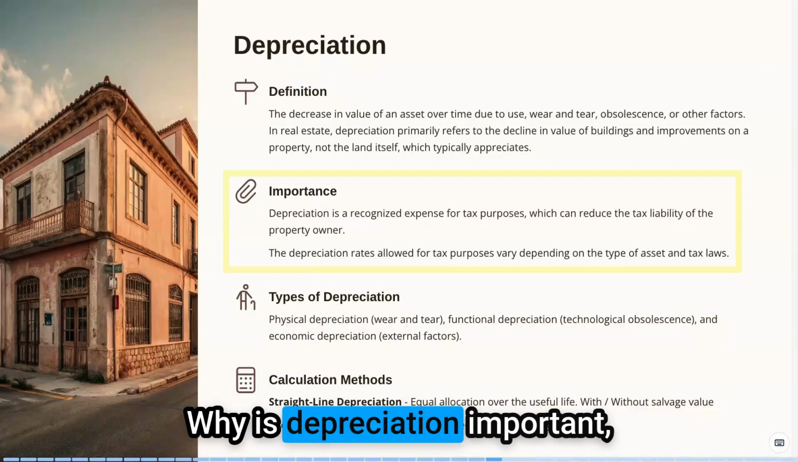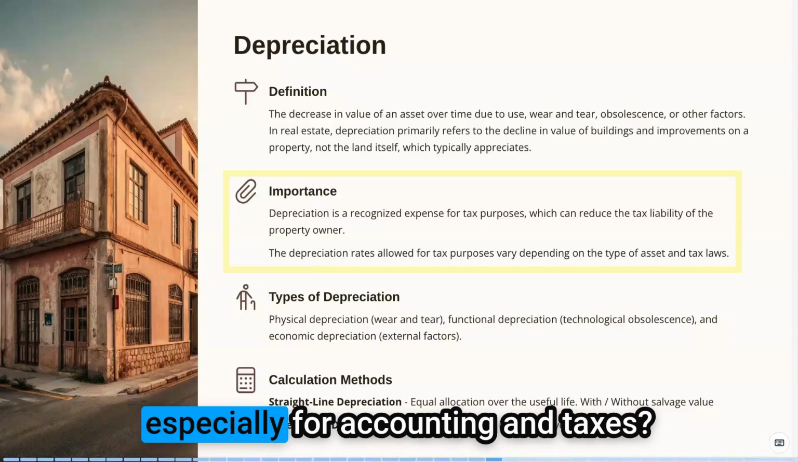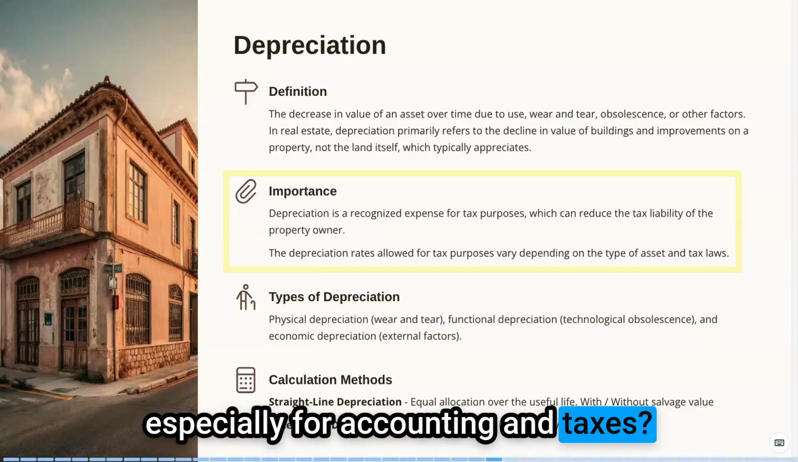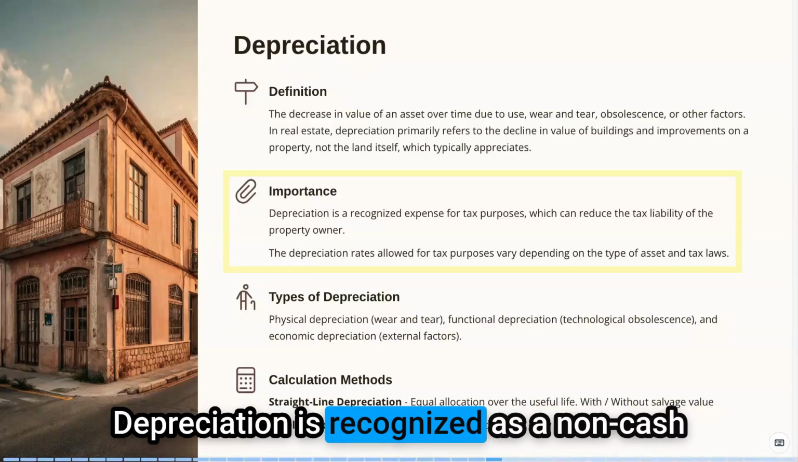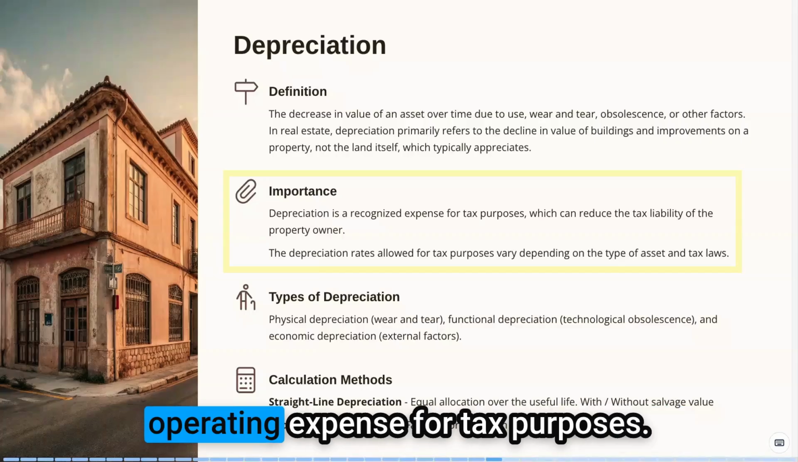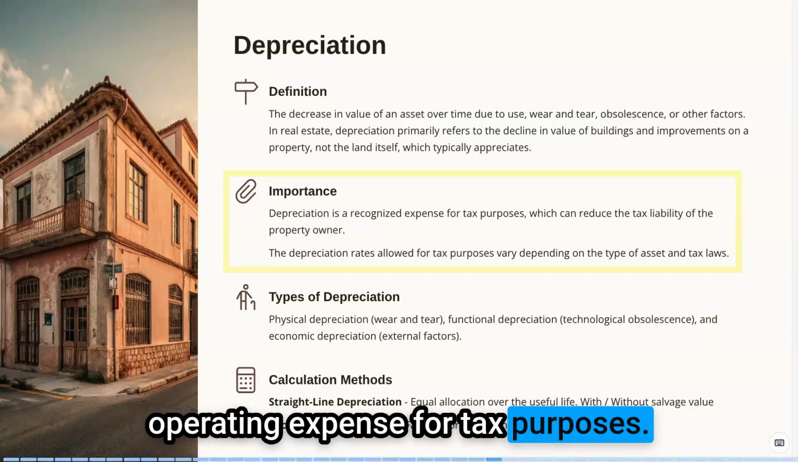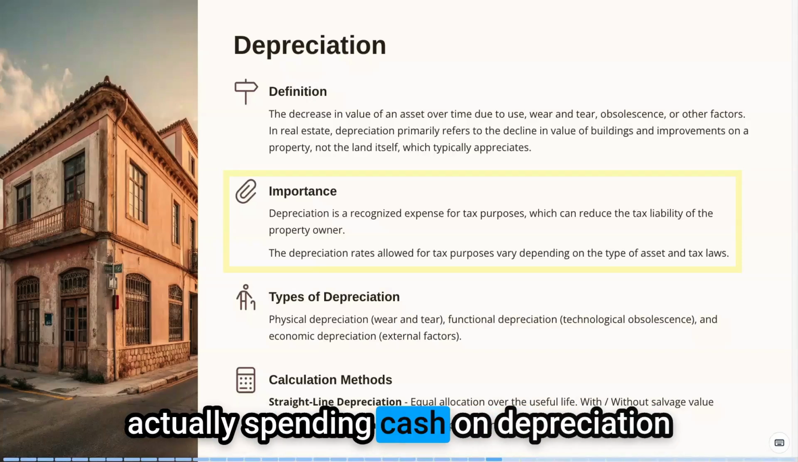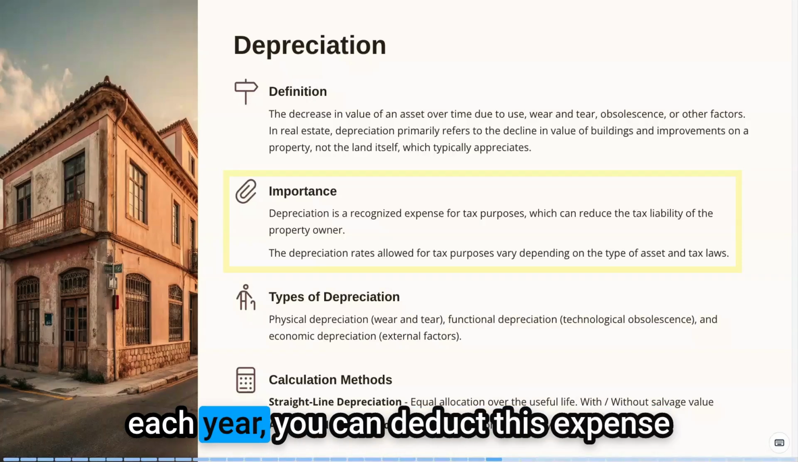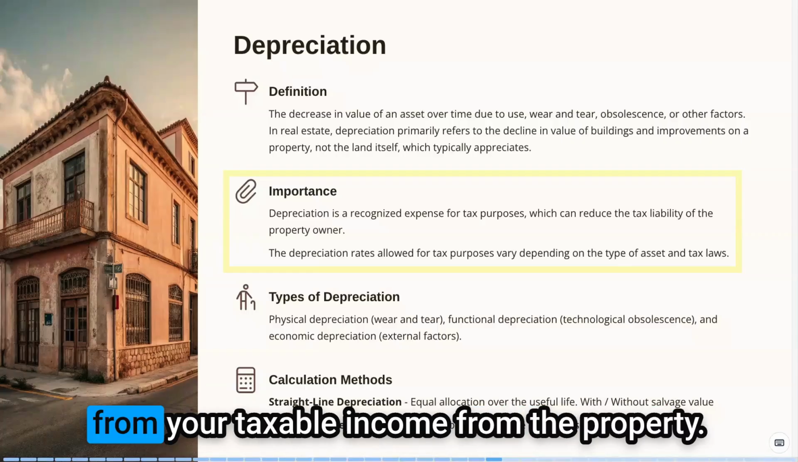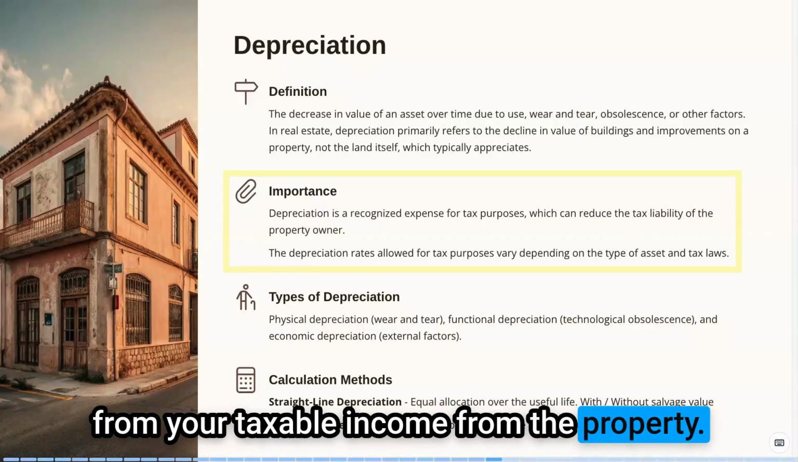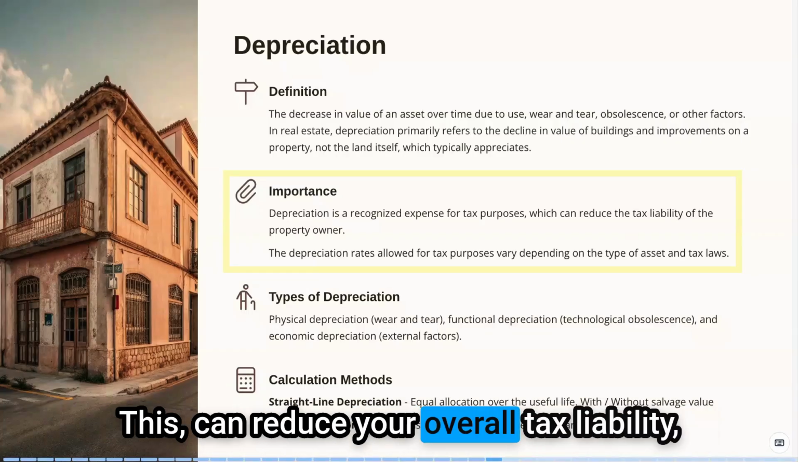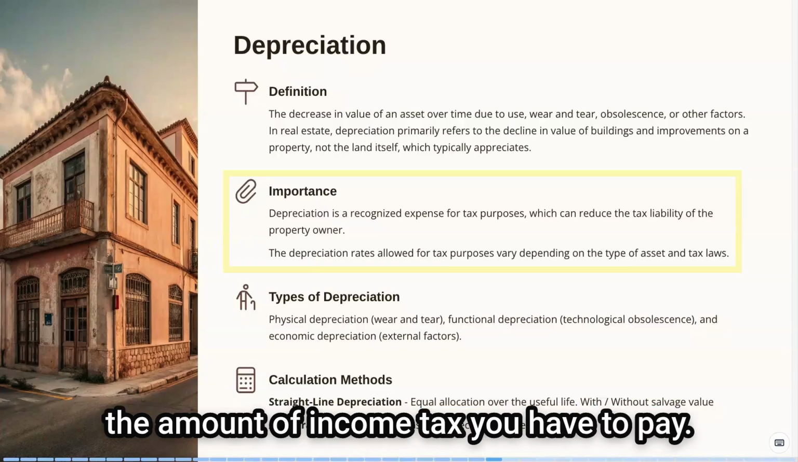Why is depreciation important, especially for accounting and taxes? Depreciation is recognized as a non-cash operating expense for tax purposes. This means that even though you're not actually spending cash on depreciation each year, you can deduct this expense from your taxable income from the property. This can reduce your overall tax liability, the amount of income tax you have to pay.